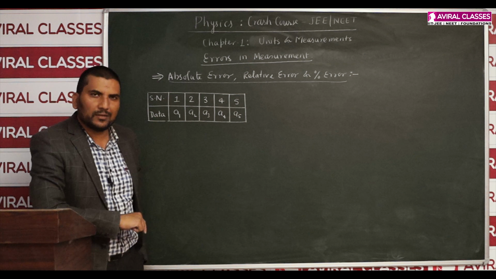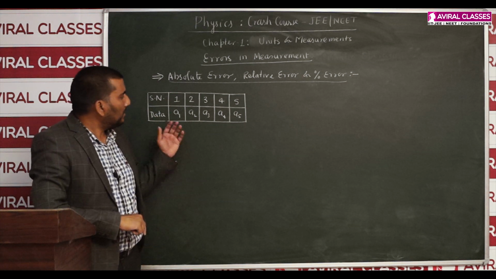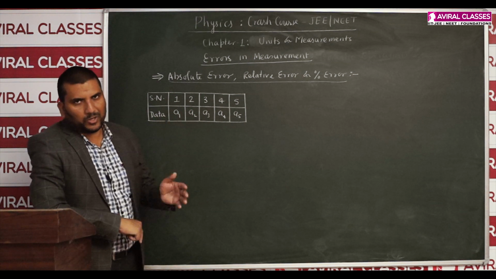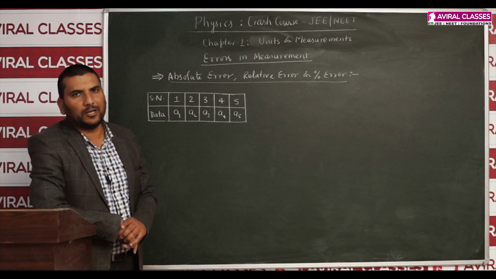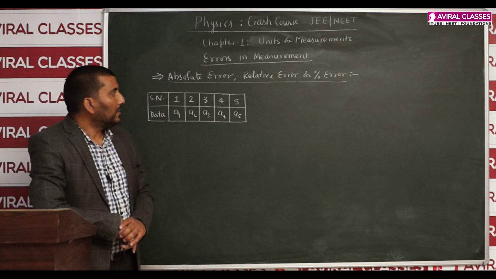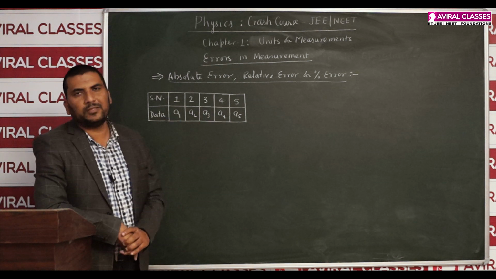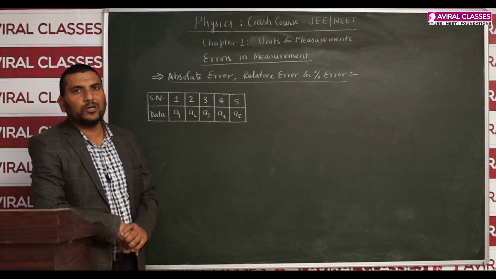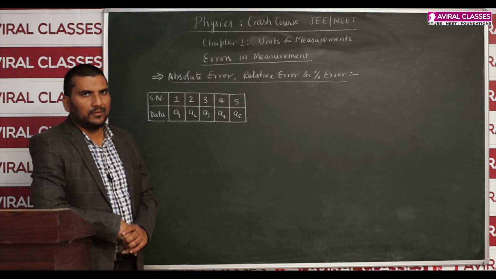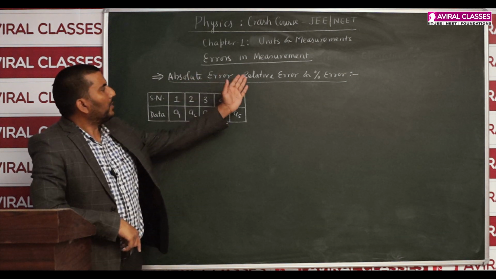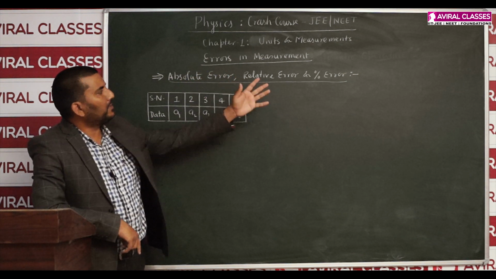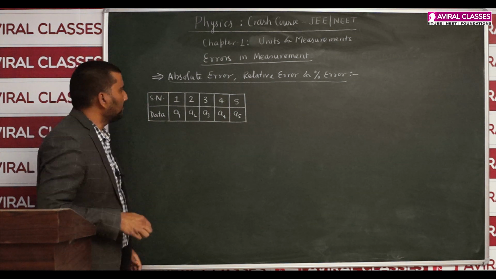Then what would be the answer? The answer will be the sum of these values upon the number of values. That is the mean value. But that value is not perfect, and may not match any of these 5. Then what should be the way to write the answer? Then the concepts of absolute error, relative error and percentage error come into the picture.